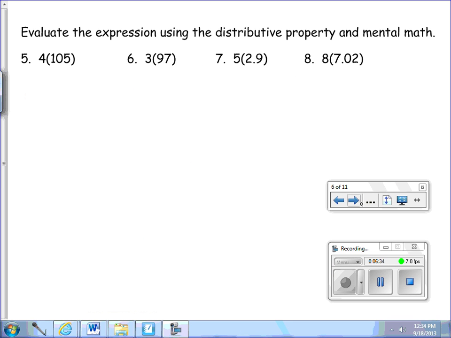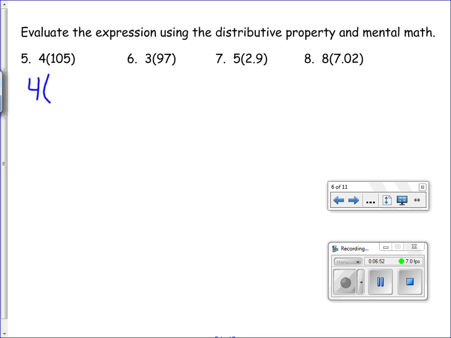Let's move. We're going to now evaluate the expression using the distributive property. So you're not only going to evaluate it, but you're going to use the distributive property and mental math. So in our first example, you're going to try to make this problem easier by distributing the 4 to some integers that you can do in your head.